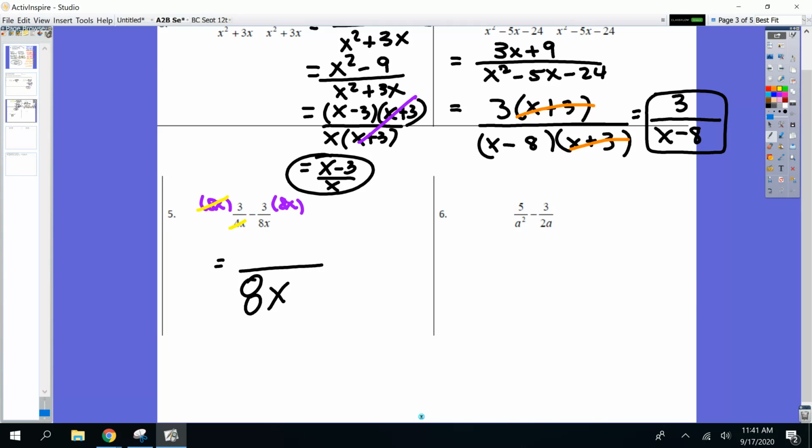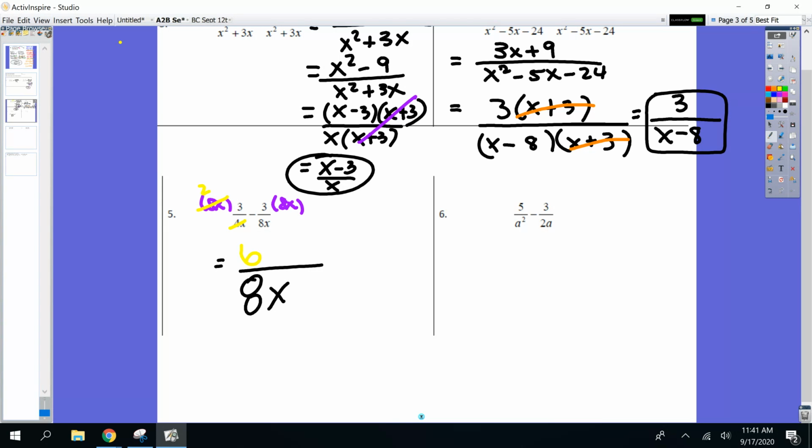The x's cancel out, but I had 8 over 4. What's left? 8 over 4. What's left? 2, right? 8 divided by 4 is 2. What am I going to do with that 2? Multiply it by 3. So that turns into 6 on top. 4 into 8 is 2. The x's cancel each other out.